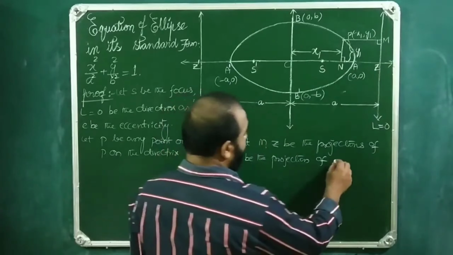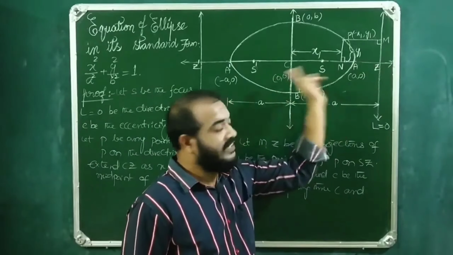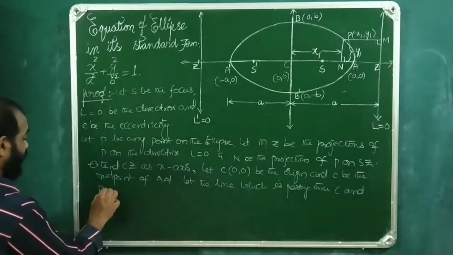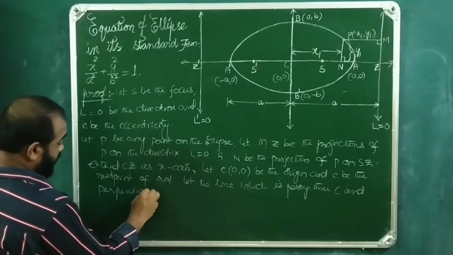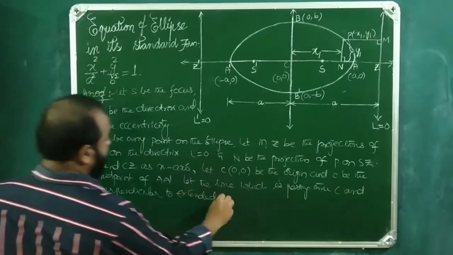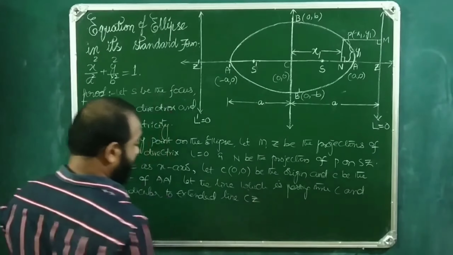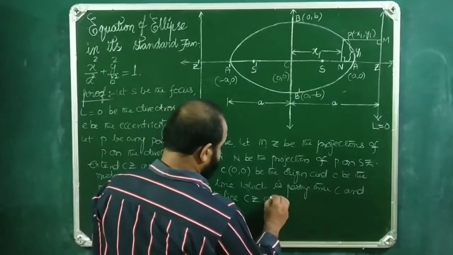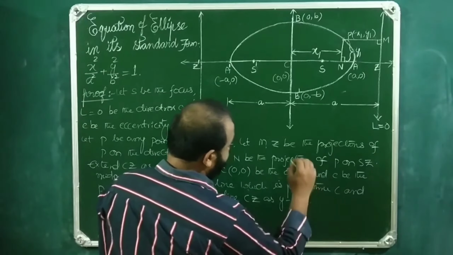Let the line which is passing through C and perpendicular to the x-axis, the extended line CZ, be the y-axis.